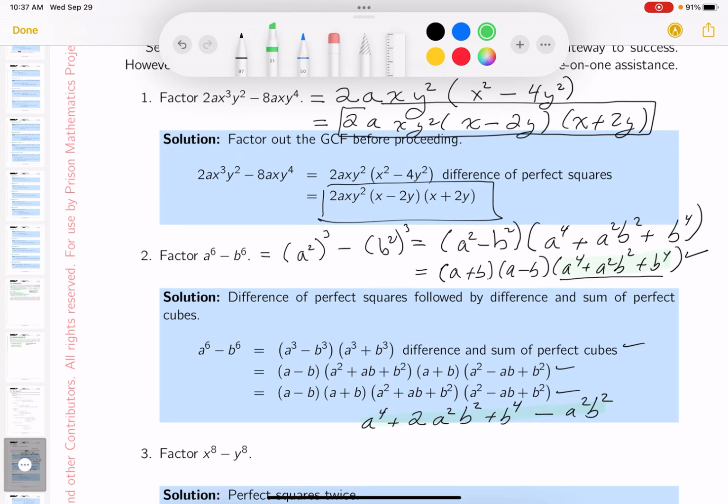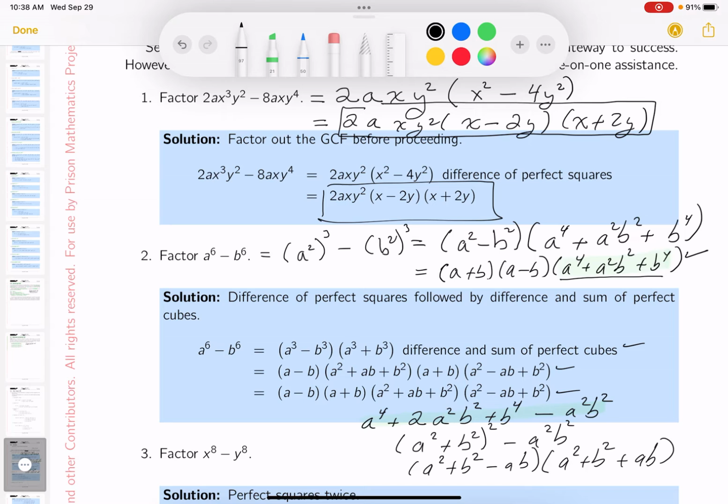All right, now why is that? Well, I got this now. This is (a squared plus b squared) squared minus a squared b squared. And this factors beautifully. It's a difference of perfect squares. What's it factor to? A squared plus b squared minus ab times a squared plus b squared plus ab. All right, let me write that down for you now.